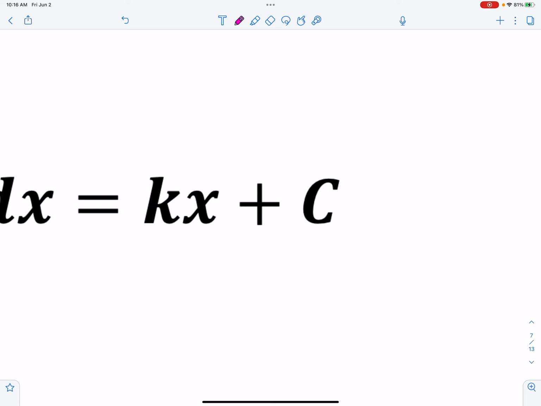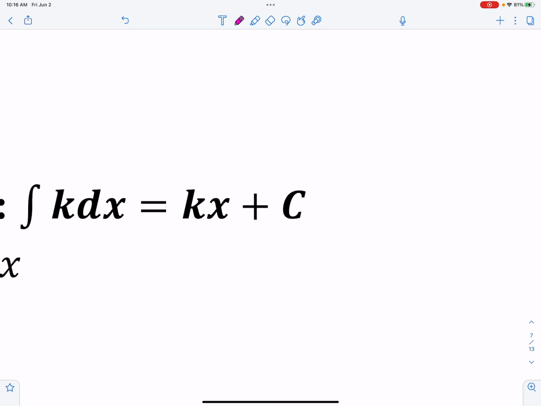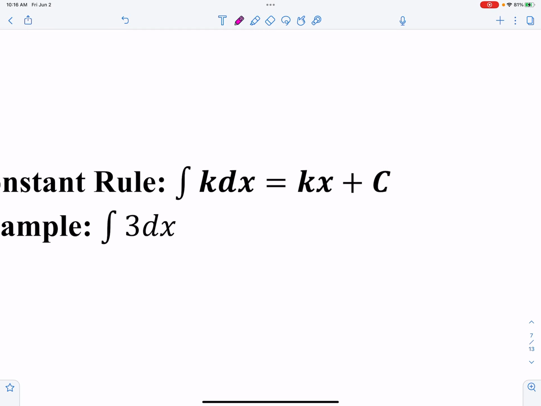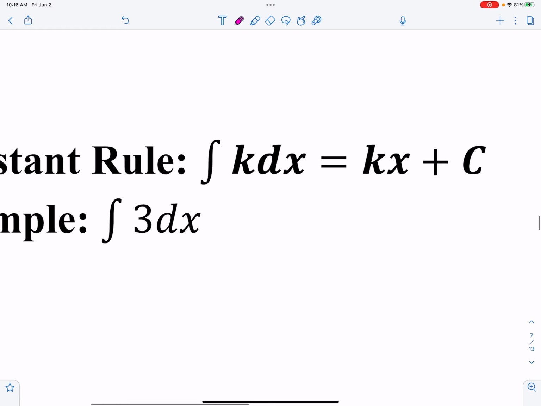Now, since the derivative of 2x is 2, the derivative of 3x is 3, right? You get the constant, whatever the coefficient is to the x. When you're going in the reverse and you are integrating a constant, you just have to add whatever variable it is that you are integrating with respect to. So if you're integrating with respect to t, you would get 3t plus c. But in this case, this will just be 3x plus c.